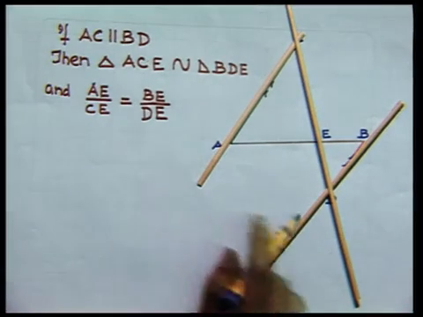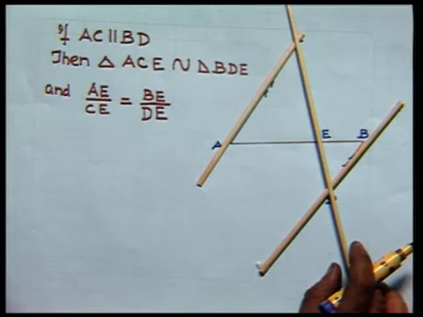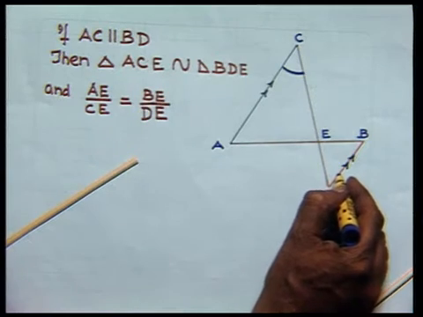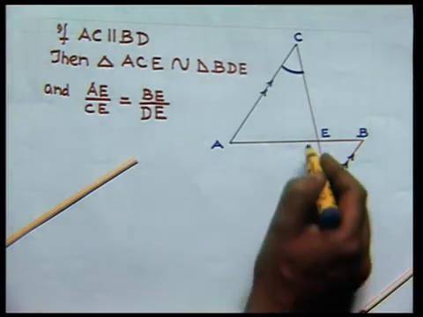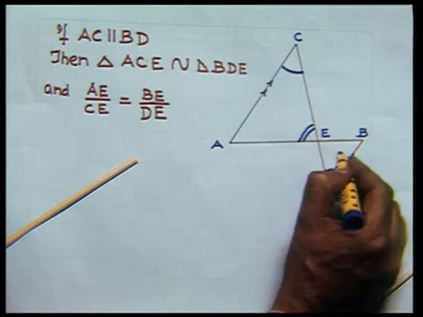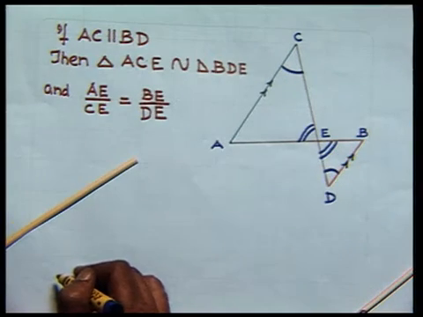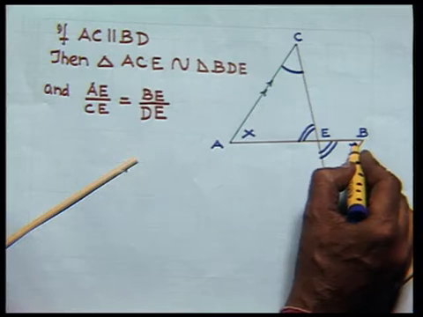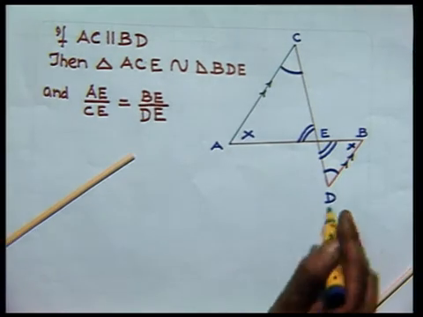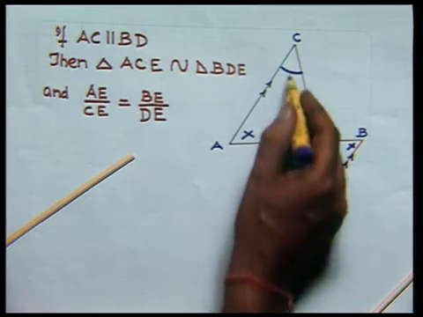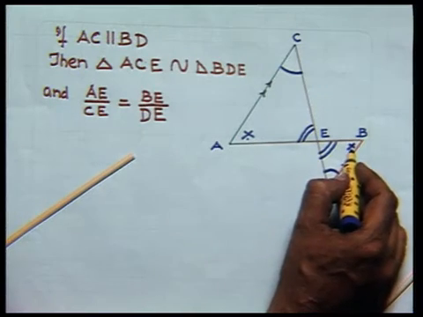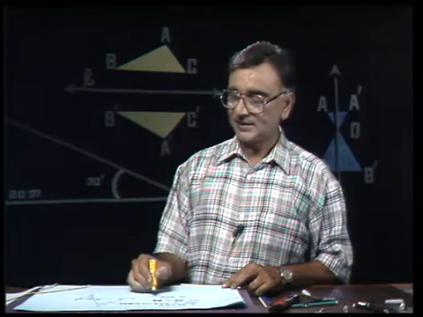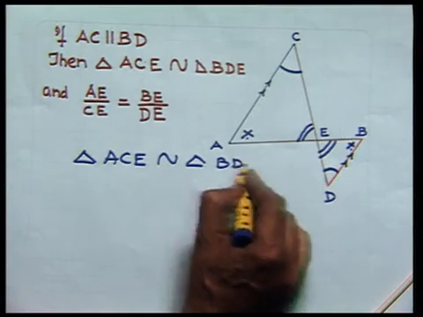And you know this, that when two parallel lines are cut by a transversal, then alternate angles are equal. So, here this angle becomes equal to this angle, and here this angle E is equal to this angle, being vertically opposite, and obviously the third angle will be equal to the third angle, because the sum of angles of a triangle is two right angles. Even otherwise, making use of the parallel lines, BD is parallel to AC and this is the transversal which cuts them, so this angle will be equal to this angle as alternate angles. So, we find that triangle ACE is similar to triangle BDE.